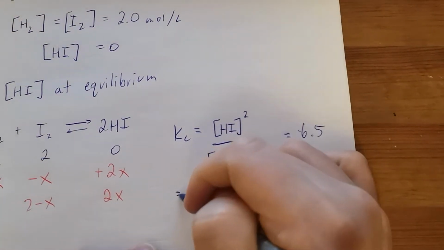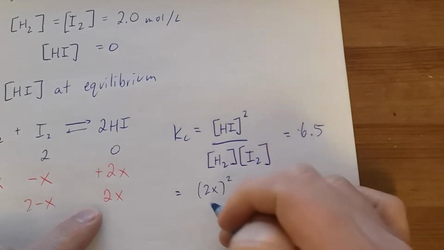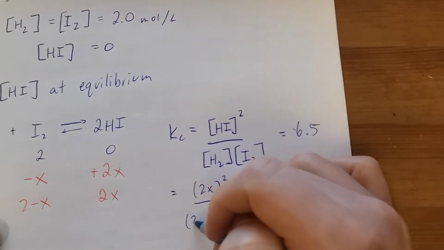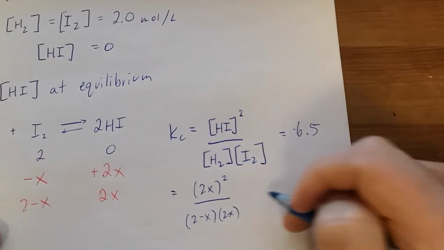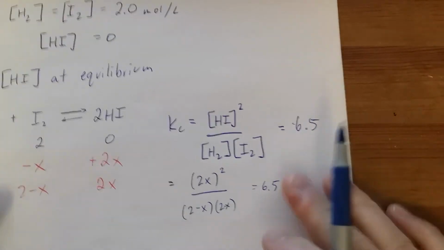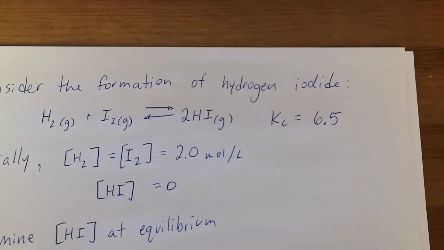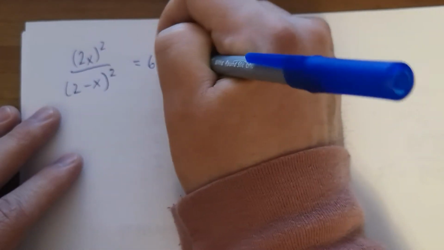All right, so let's see what we get. Our HI is going to be 2x. It gets squared. These guys in the bottom are both 2 minus x. That equals 6.5. Notice that this is just 2 minus x squared. I'm going to rewrite all this on the back of my page so I have more room. Nothing's changing. I'm not doing any work yet. It was 2x squared over 2 minus x times 2 minus x, which is 2 minus x squared.